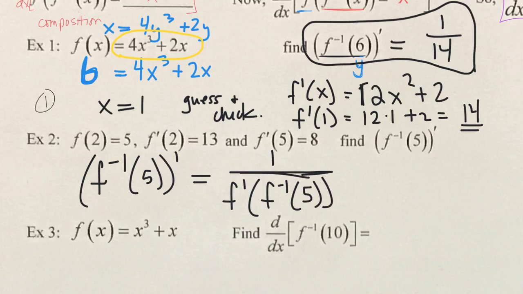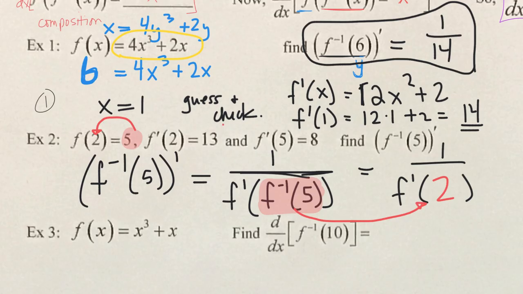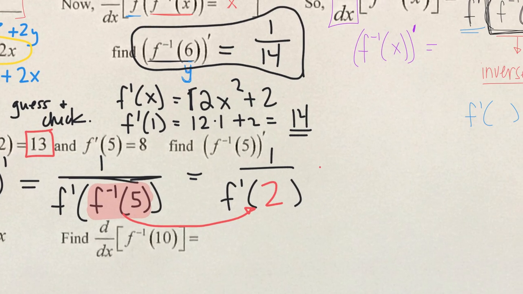Okay, so this time we're just going to use our equation and just go horizontally. 1 over f prime of... So let's see, from our given information, what is f inverse of 5? That means when my y value is 5, my x value is 2. So I'm really looking for what is f prime at 2. f prime at 2 is 13, so my answer is 1 over 13.